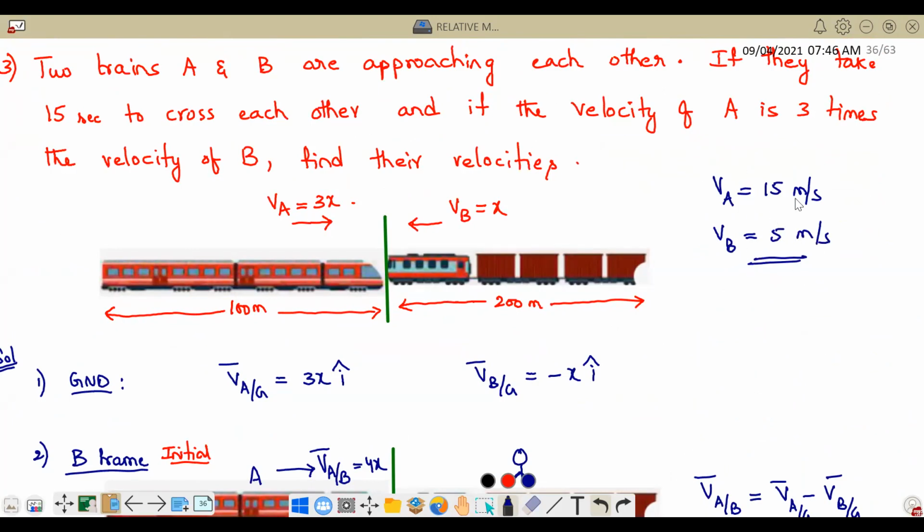If they ask velocity, it will be in one direction. If A is right side, then B will be left. So velocity of B is minus 5 meters per second. Or otherwise, if B is right side, then A will be left side.